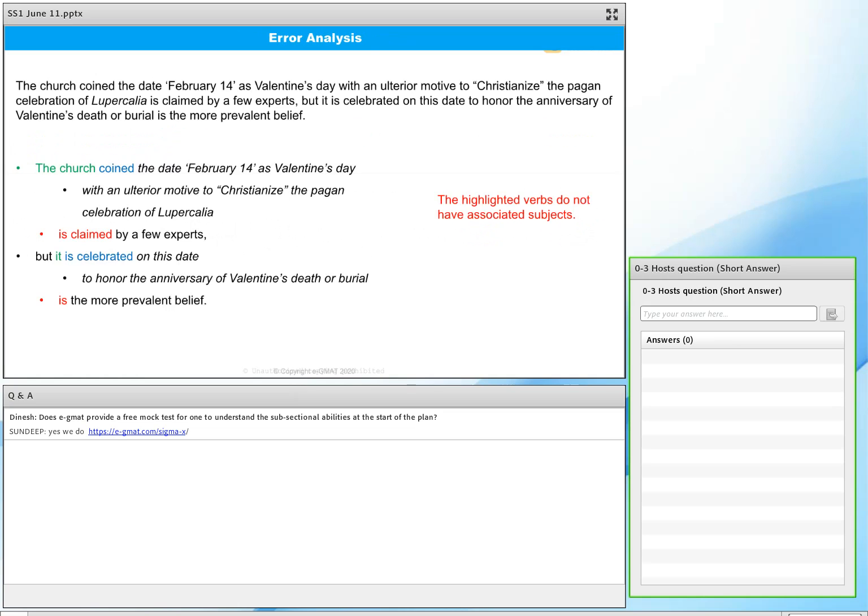Okay, so let's talk about the errors in the original sentence. Clearly what you see is you have these verbs, "is claimed" and "is" over here. These verbs do not have their corresponding subjects. You have a beautiful subject-verb pair here, but the two subjects are missing. So choice A is clearly wrong in this case.